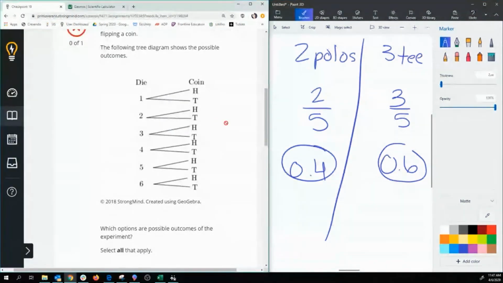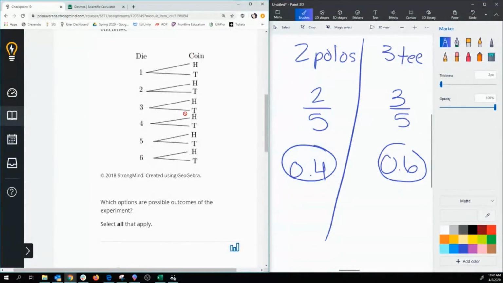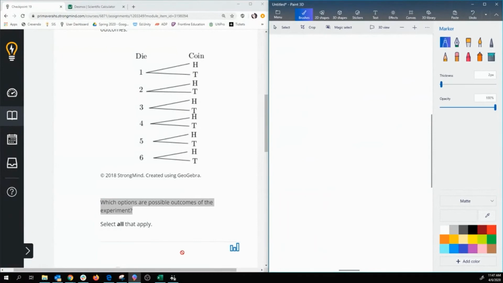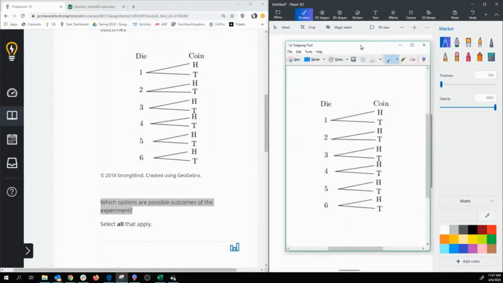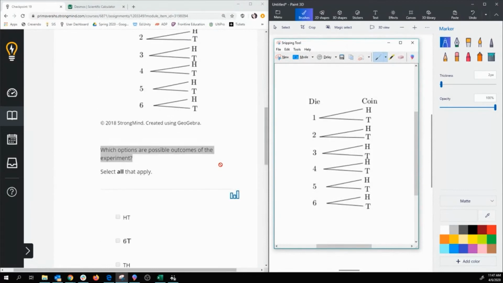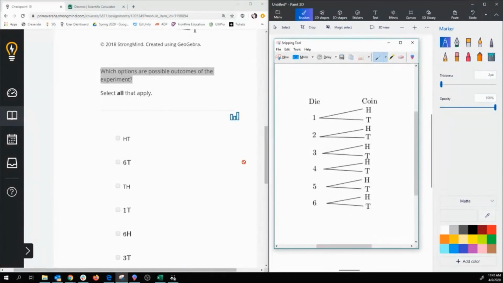All right, next question has us rolling a dice and then flipping a coin. The question is, what are the possible outcomes of this experiment? So another question where we're asked, what are possible outcomes? So for this one, we're rolling a dice and flipping a coin. And then once you're there, look through the answer choices and tell me how many correct answers do you see?